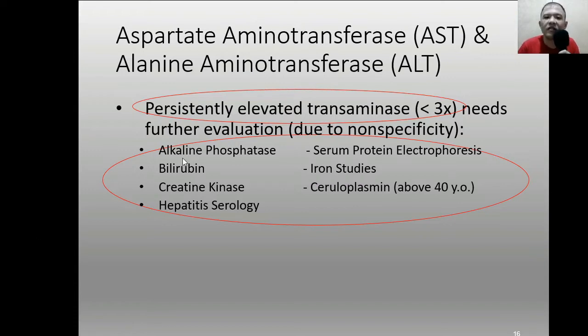Alkaline phosphatase, bilirubin, creatine kinase, hepatitis serology to check if there is a viral infection, serum protein electrophoresis, iron studies, and ceruloplasmin. Ceruloplasmin will evaluate copper metabolism, if there is an overload of copper. For iron, that is hemochromatosis.